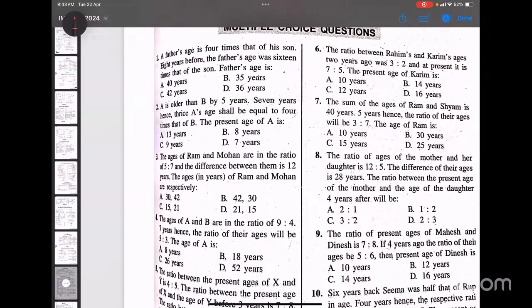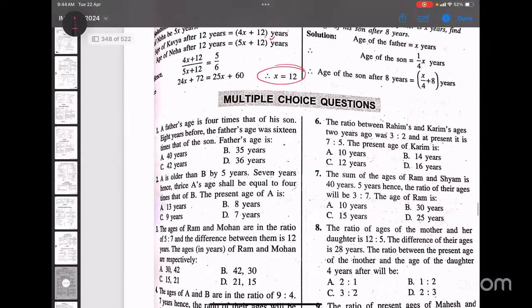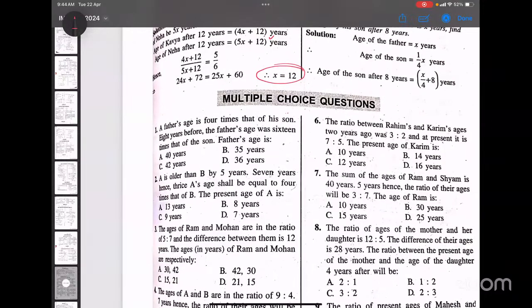First question is, a father's age is 4 times that of his son. 8 years before, the father's age was 16 times that of the son. So if son's age is x, what will be father's age according to the condition? 4x. 8 years before, this will be 4x minus 8. And the son's age will be x minus 8.